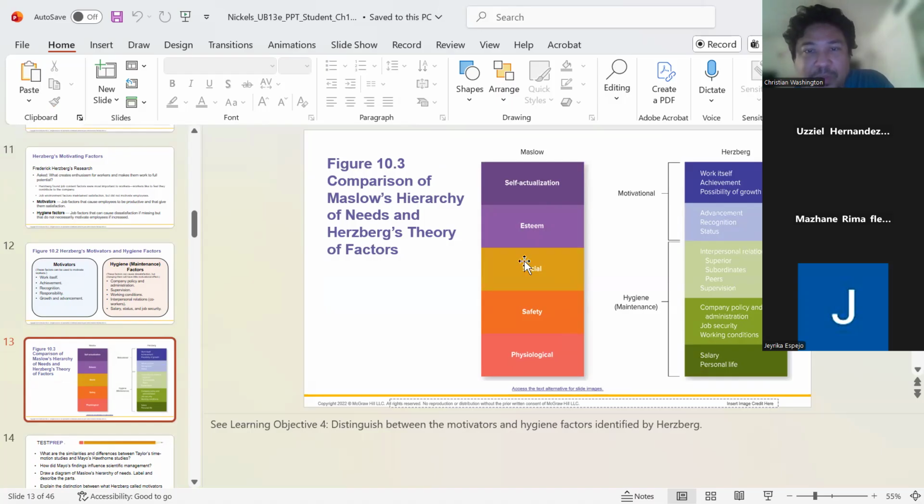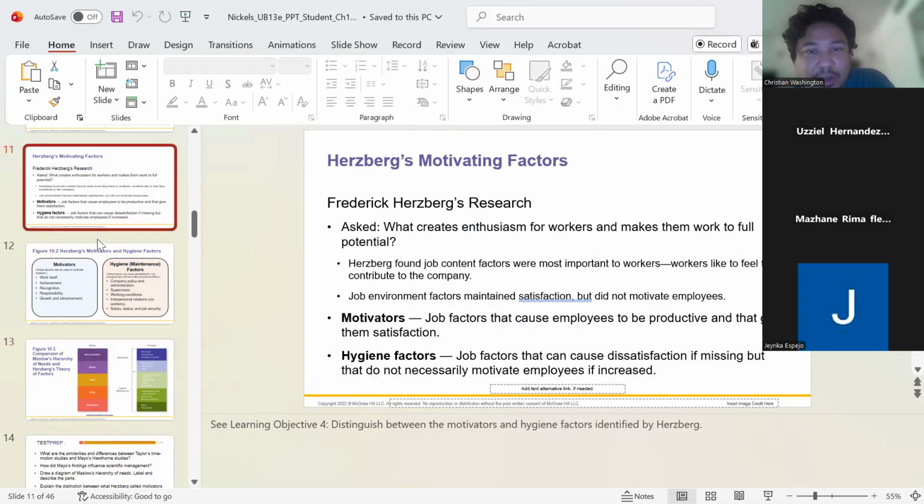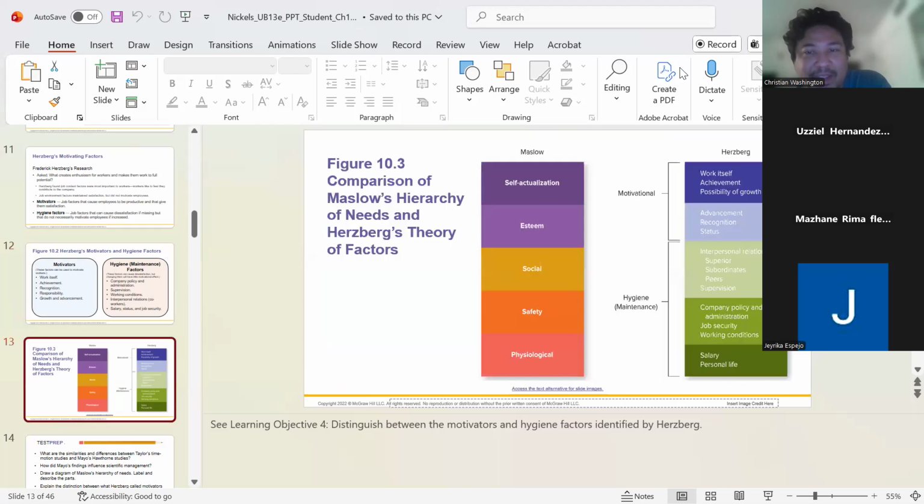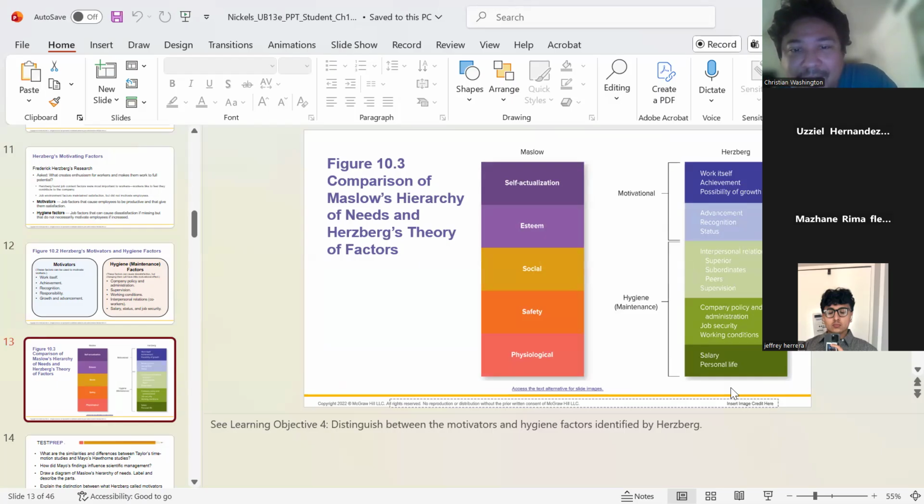So you have Maslow and Herzberg. Frederick Herzberg talks about motivators, job factors that cause employees to be productive and then give them satisfaction. And hygiene factors are job factors that can cause dissatisfaction, right? So you could take Herzberg and Maslow and you can kind of stack them up and you can see a comparison between the two, all right? So you see here, Maslow has psychological bottom going all the way up to self-actualization.